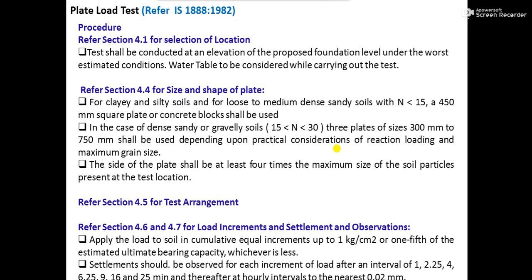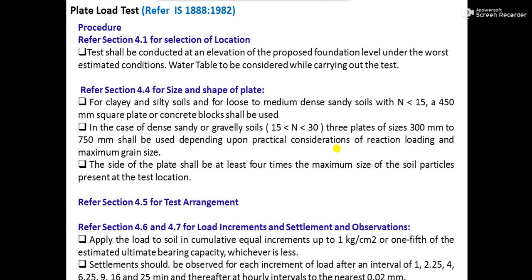So that is very important. Okay. So I think just a few minutes back I said something which is not correct. By mistake I said that with the increase in the particle size, the size of the plate should decrease. Actually, it should not decrease, it should increase. So if you are testing a highly gravelly type of soil, then you should be doing it with a larger size of the plate.